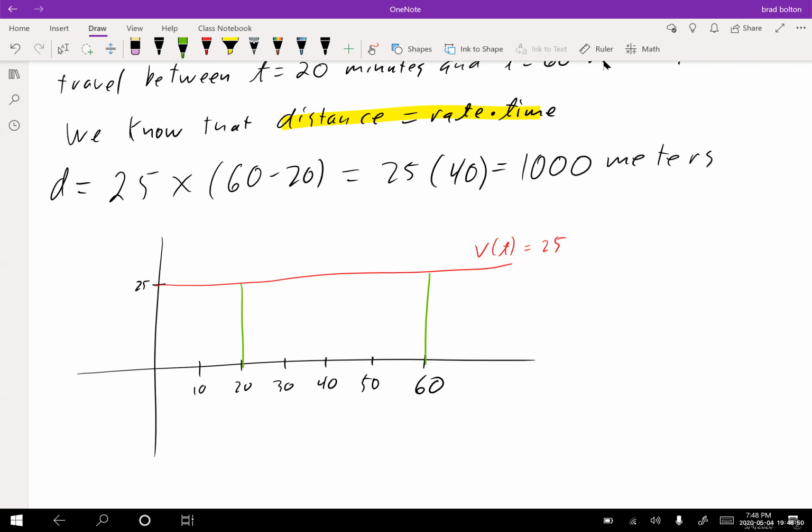Now this line is pretty crooked. I should be drawing a somewhat straight line. I'm doing my best. And then we shade this in.